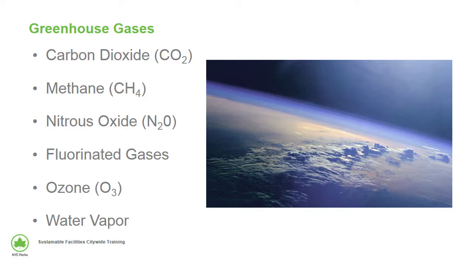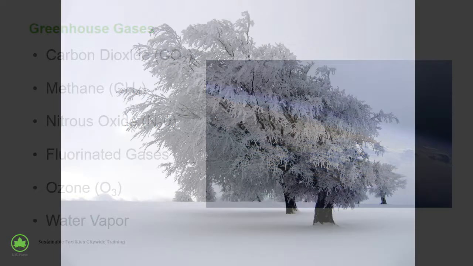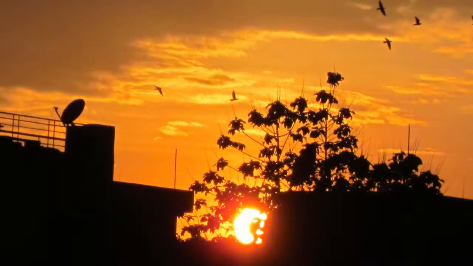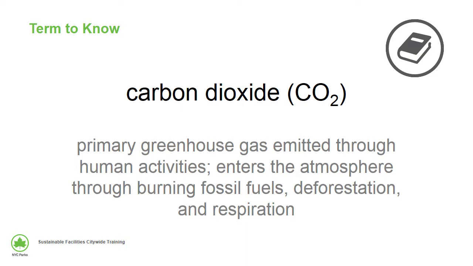Without them, the average temperature on the planet would be about 0 degrees Fahrenheit. However, an excess of greenhouse gases can cause the atmosphere to trap in too much heat. Carbon dioxide is the primary greenhouse gas emitted by human beings. It enters the atmosphere in a variety of ways, including through the burning of fossil fuels.